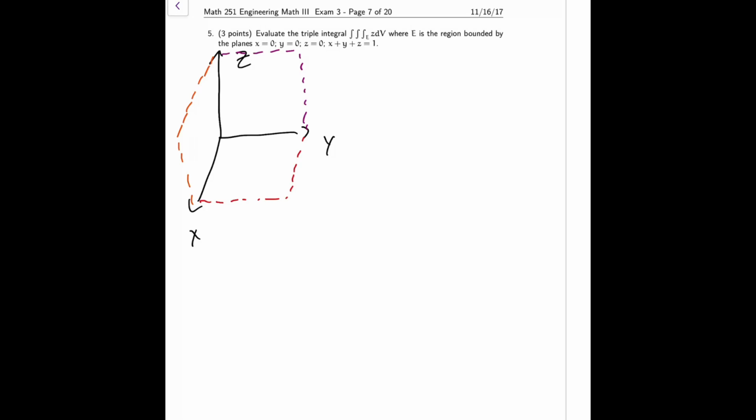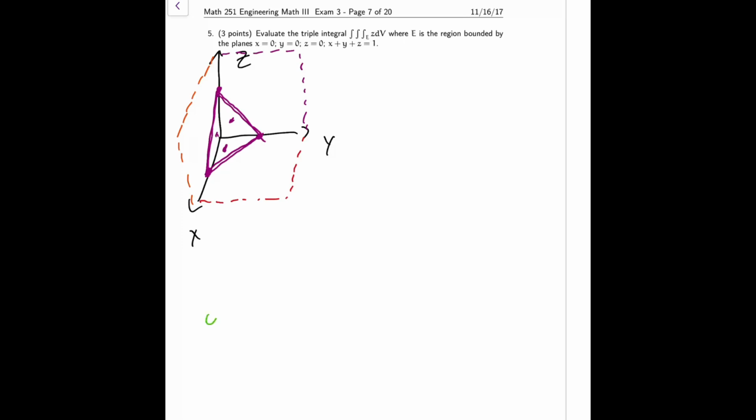And the hardest plane of all to draw is the plane x plus y plus z is equal to 1. So this is going to be a plane. The intercept on each axis is going to be 1. And this is the portion of the plane right here that we're interested in. Okay, and so this is like one wall. This is another wall. This is another wall. And then this triangular piece right here, this is like another wall. So it's a four-sided region that we're going to be integrating over.